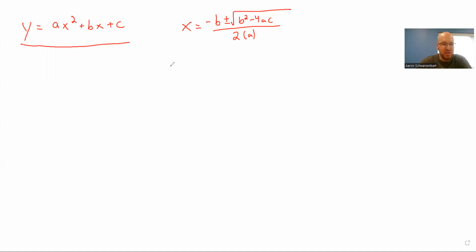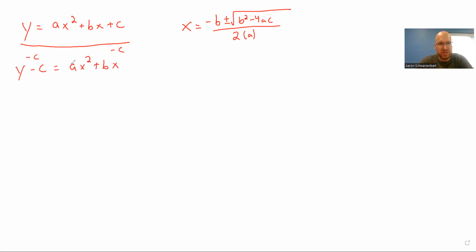Okay. Now, you will not be expected to do this every time. You're just going to be expected to use the formula. But here's how the formula was first developed a few thousand years ago. So, my first step in completing the square is to move the constant, well, the constant here is c, to the other side, giving me y minus c equals ax squared plus bx.